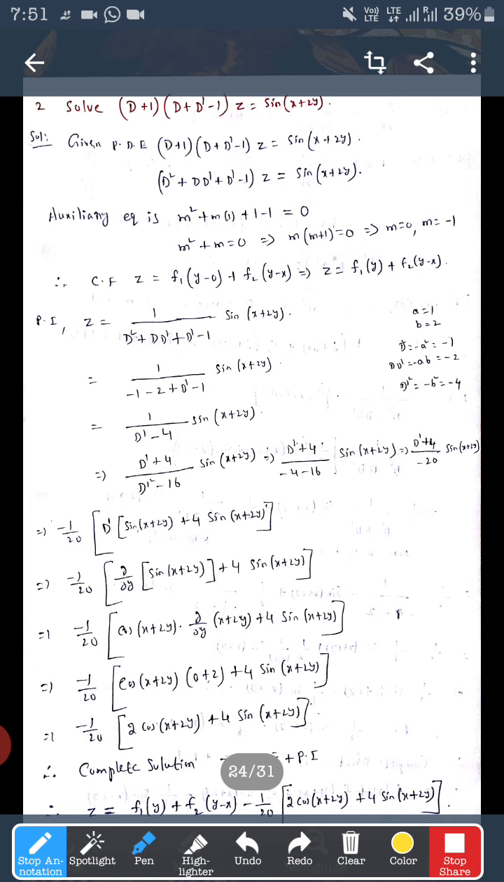So we conjugate with D' plus 1. So this became (D' plus 4) by (D' square minus 16). Therefore, in place of D' square, I am substituting minus b square, that means minus 4. So this became (D' plus 4) by minus 20 times sin of (x plus 2y). So I'll keep the constant minus 1 by 20 here. So after writing, (D' plus 4) into sin of (x plus 2y).